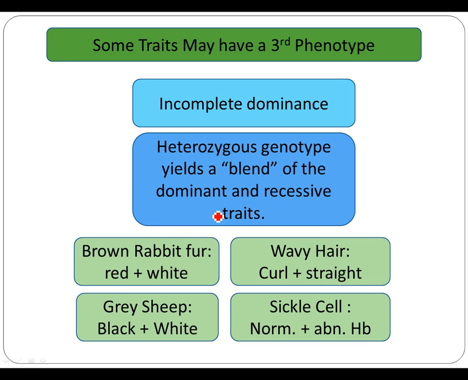So in incomplete dominance, it's a blend of phenotypes. In heterozygous organisms, they don't fully express the dominant trait. They express both the dominant and the recessive trait. Very okay on that? Yes. In incomplete dominance, there's a blending of both the dominant and recessive phenotype.